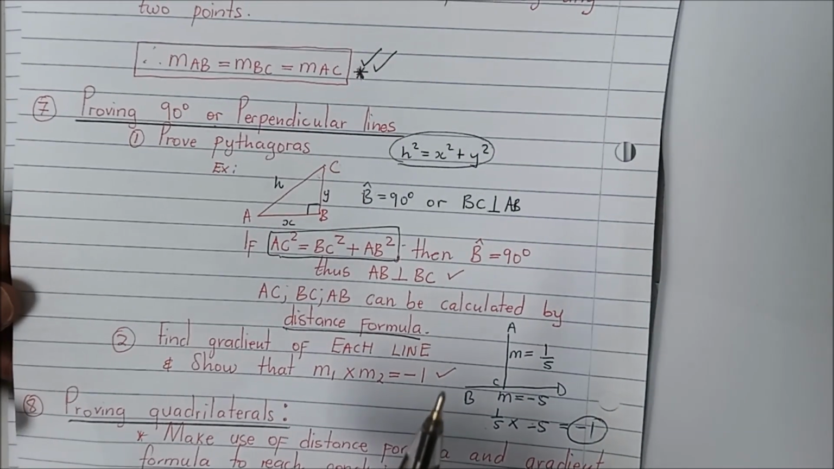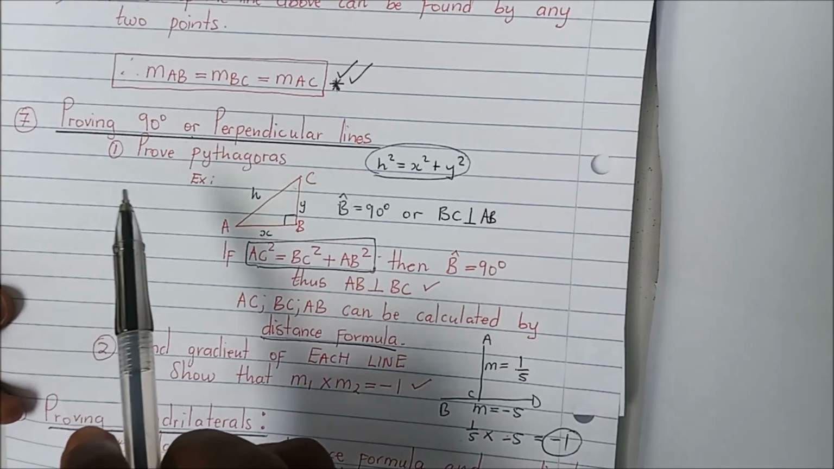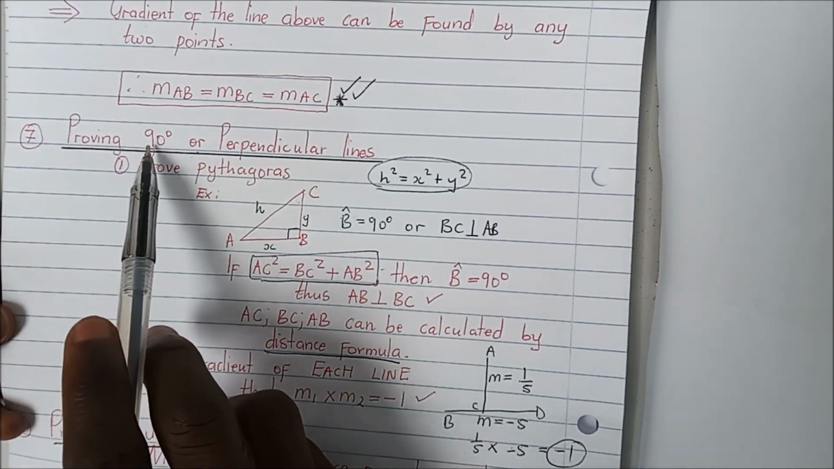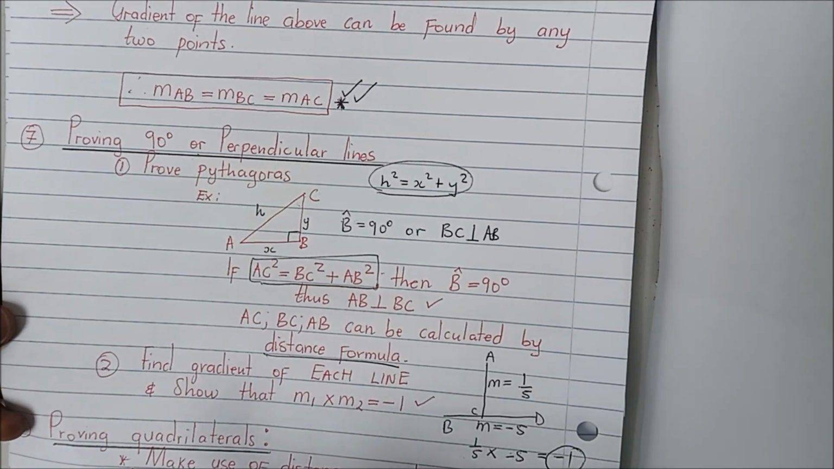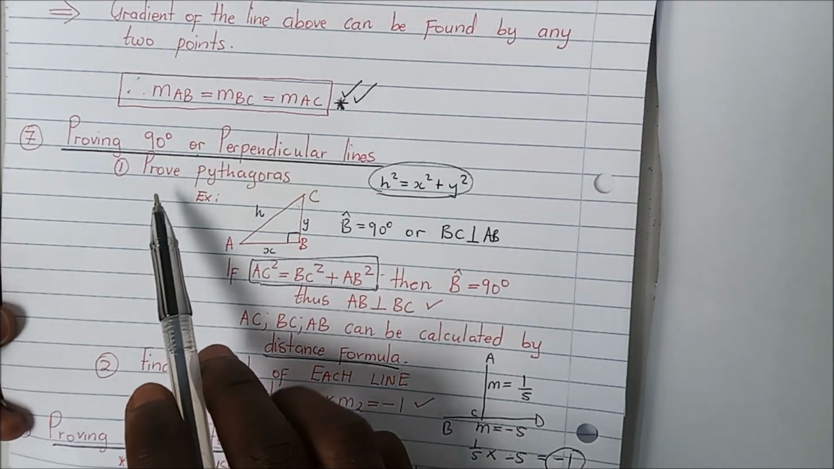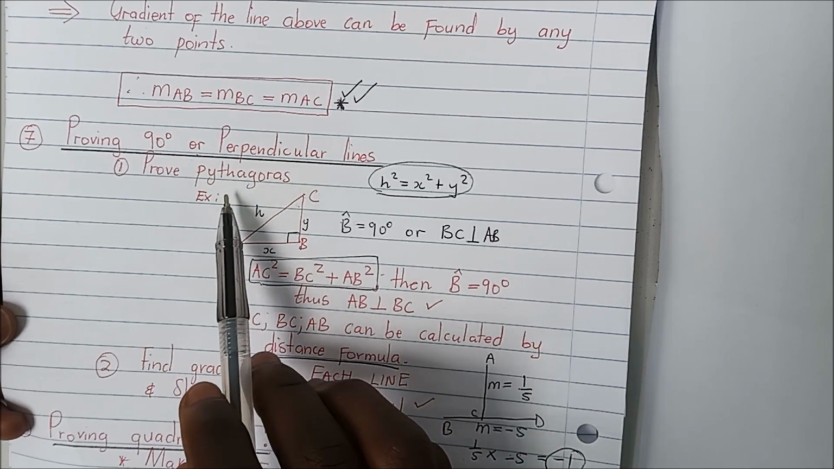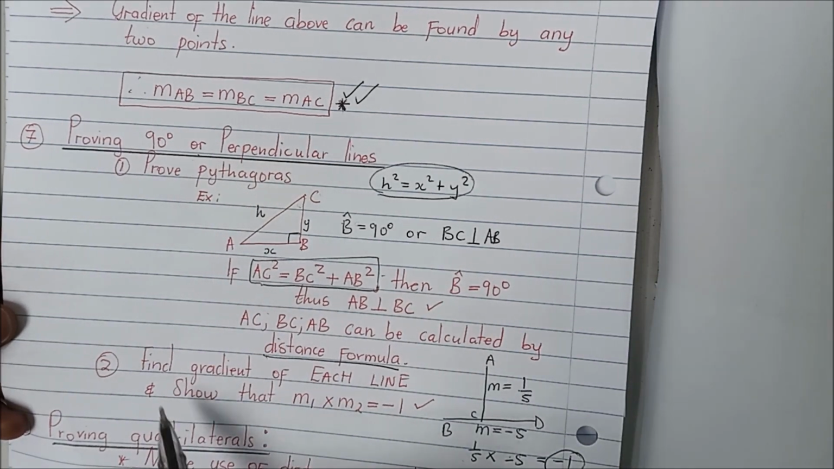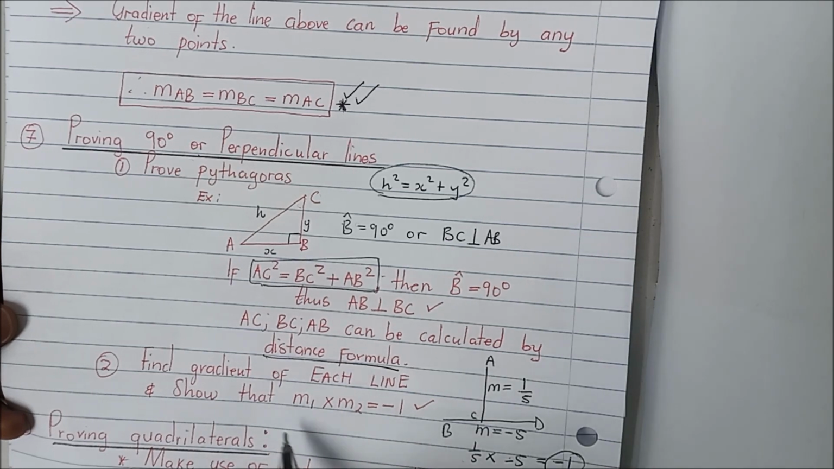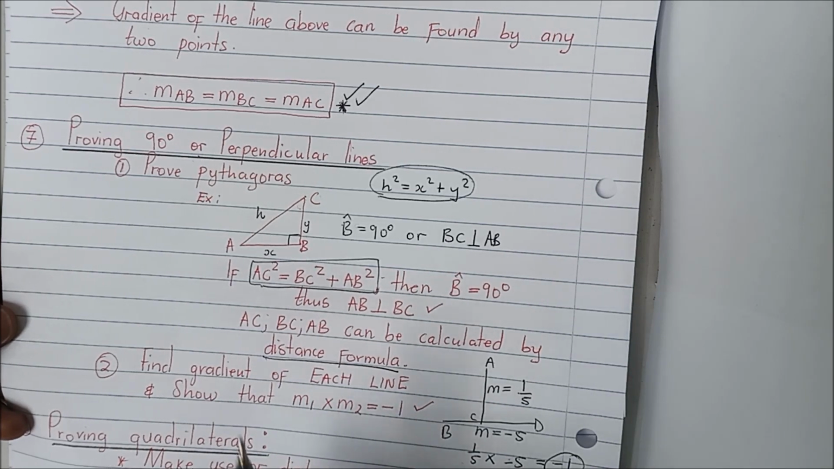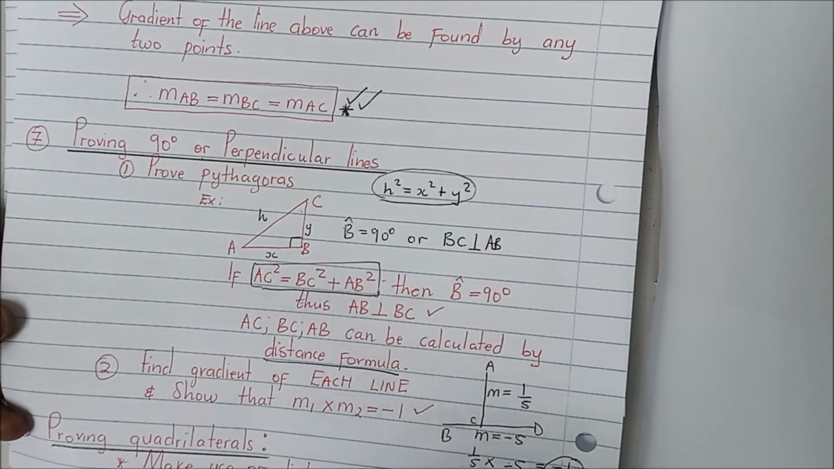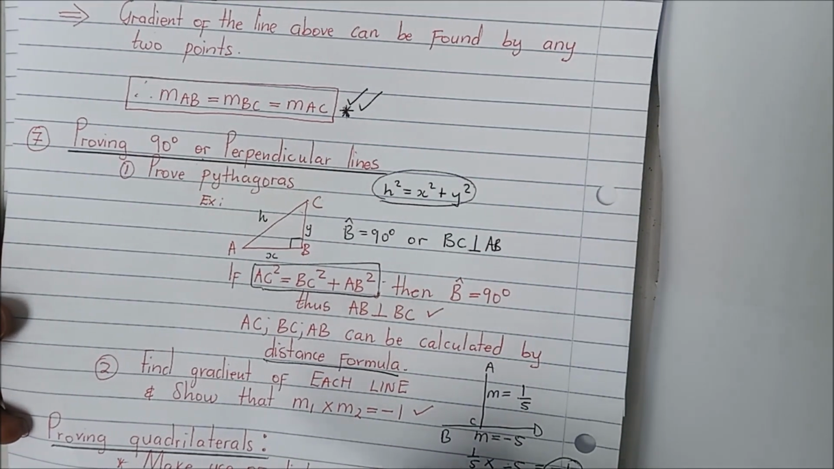In point number 7 in the information part, I gave you hints on how to prove 90 degrees or to prove perpendicular lines. Remember I said the first one, you can prove it with the Pythagoras theorem, or you can find the gradient of each line and show that the product of the gradients is -1. We're going to do the first one, and do the second one just to show you how you prove them.